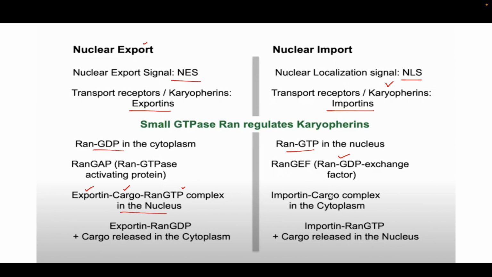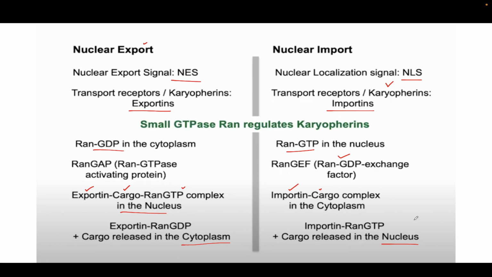Next is your importin cargo complex in the cytoplasm. Importin is your transport receptor. Cargo means what you need to transport from cytoplasm to nucleus. This complex is in the cytoplasm. Okay, next, the whole complex is released in the nucleus using GTP. So overall, you will find that GTP, that is guanosine triphosphate, has played a crucial role in nuclear import and export.